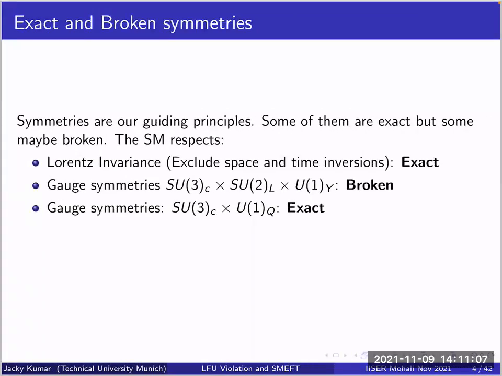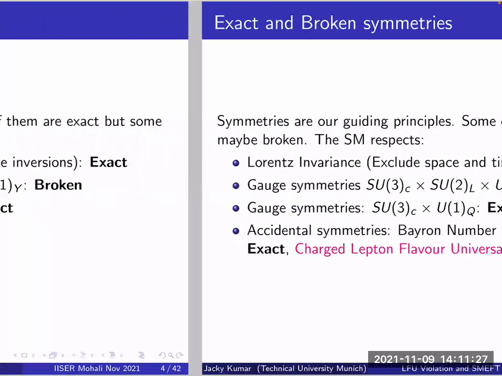Then you have another gauge symmetry which is present at low energy: SU(3) color and U(1) electromagnetic. So this is never broken. We haven't seen any process, any observations at the experiment which indicate the breaking of this symmetry. So we can say this is exact.